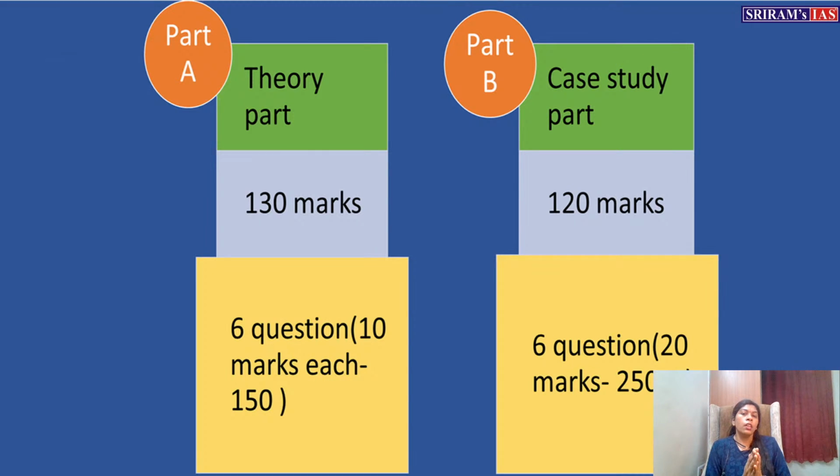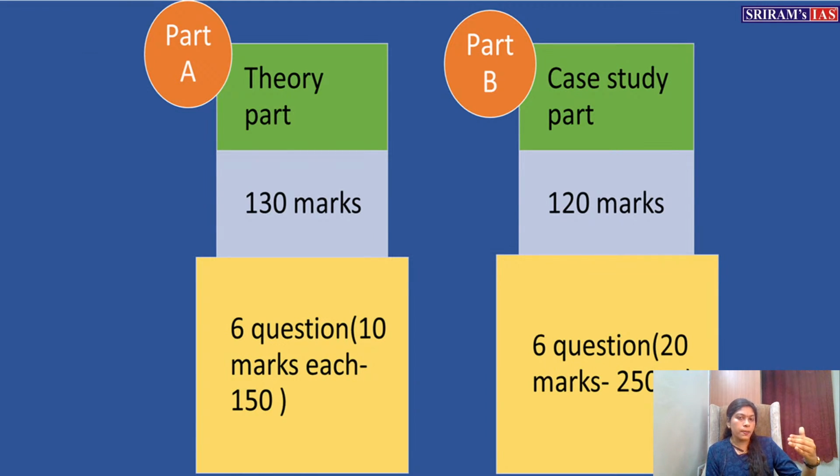Since 2013, the marks have been distributed sometimes equally, or sometimes the theory part gets more marks and the case study part gets more marks. But since 2017, there is a fixed pattern of marks for your ethics paper. As you can see, the theory part holds the major share. 130 marks are given to the theory part, and the case study part has 120 marks.